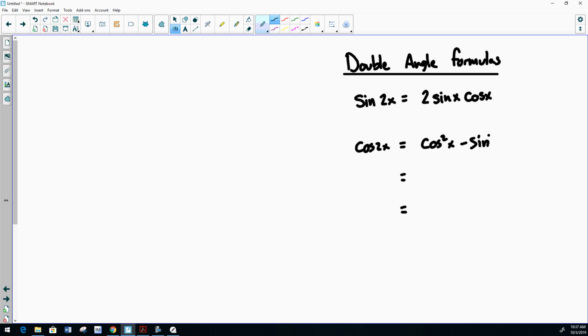These are the only double angle formulas you have to know for the rest of the year. You don't have to know tangent or anything else, okay? And I'll tell you why.